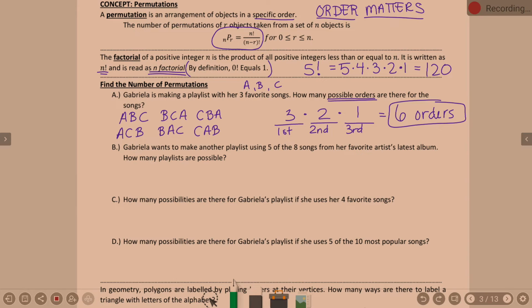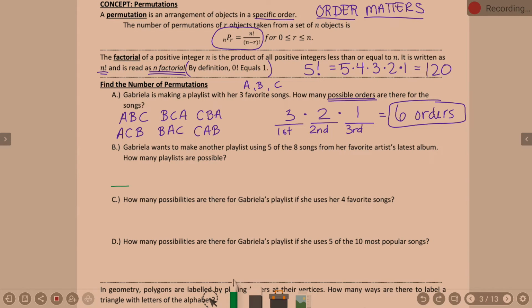Gabriella wants to make another playlist, this time using 5 of the 8 songs from her favorite artist's latest album. How many playlists are possible? Now, I am not writing them out by hand this time. There are a few too many that I don't want to write out here. Let's start with the idea of filling in blanks.